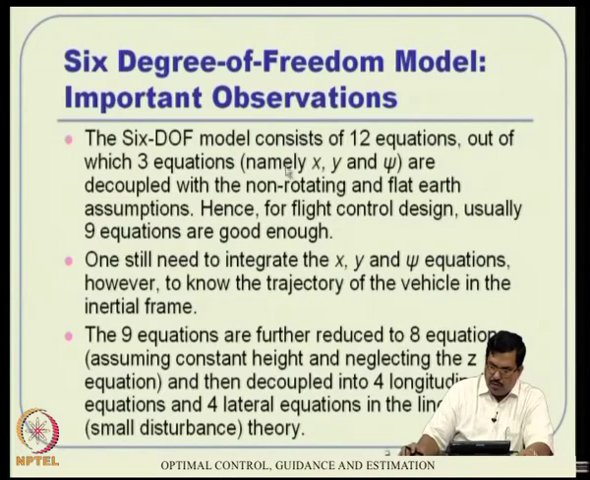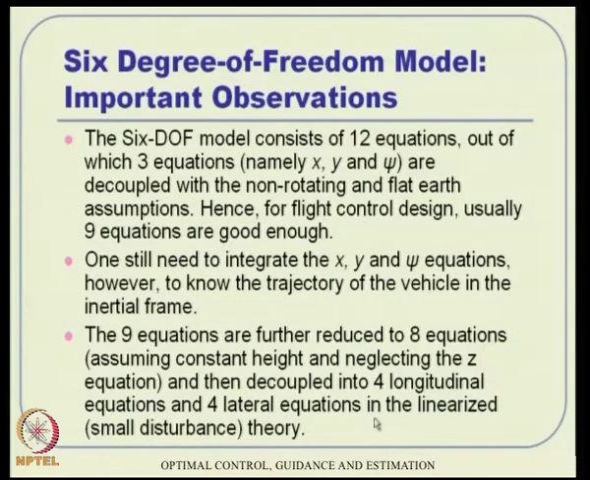So, forgetting this factor, whatever 9 equations are there can be further reduced to 8 equations, because locally the height does not change. That means for h dot, I just consider a reference height, and I do not have to integrate the h dot equation. I know my operational height, and height remains constant around that. Then the 9 equations become 8, and out of those 8 equations, we normally decouple into 4 longitudinal equations and 4 lateral equations. We can visualize these two as different.